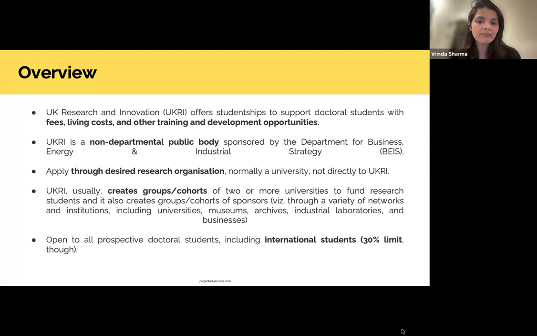And lastly, these studentships by UKRI are open to all prospective doctoral students, including international students. So all non-UK students, including the European students, are now recognized as international students. However, there is a 30% limit on these international studentships. So this is something to keep in mind if you're an overseas applicant. And now we can move on to the next slide.